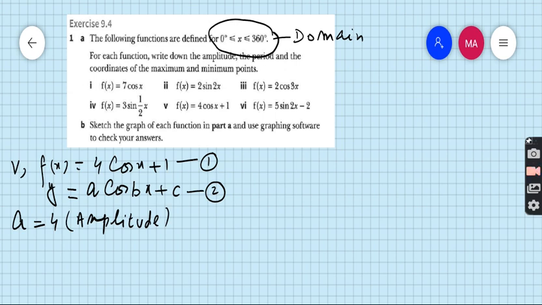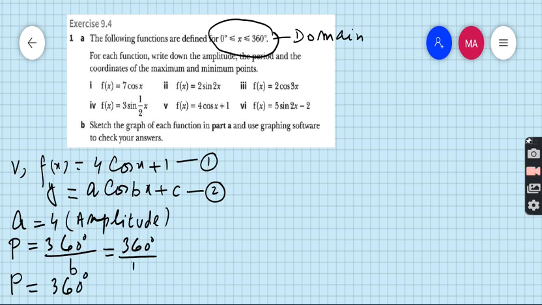Now come to the period of the function. The formula of the period of sine or cosine is 360 degree upon b, where b is the coefficient of x. So in equation number 1, the main question, the coefficient of x is nothing. If nothing, then we have to write 1. The value of b is 1. Therefore the period is 360 upon 1, which is 360 degree.